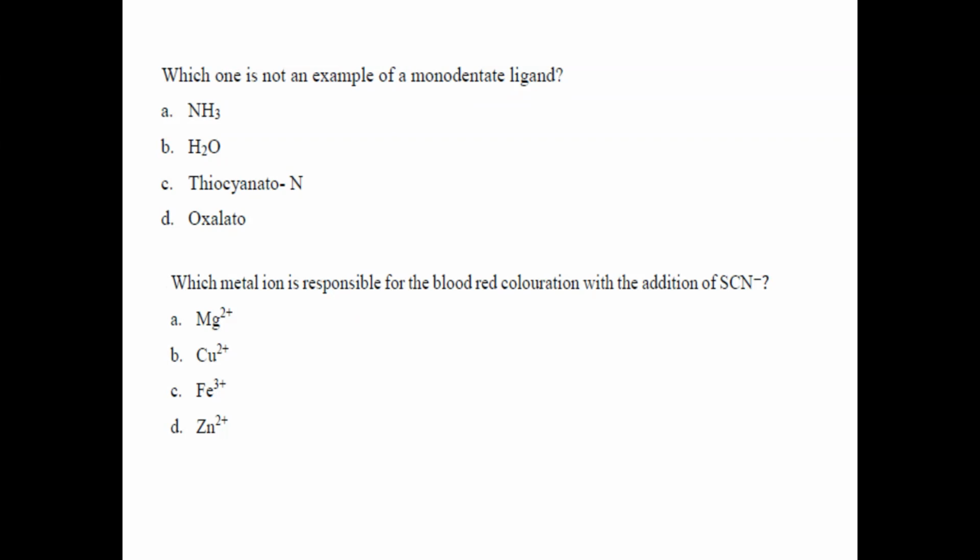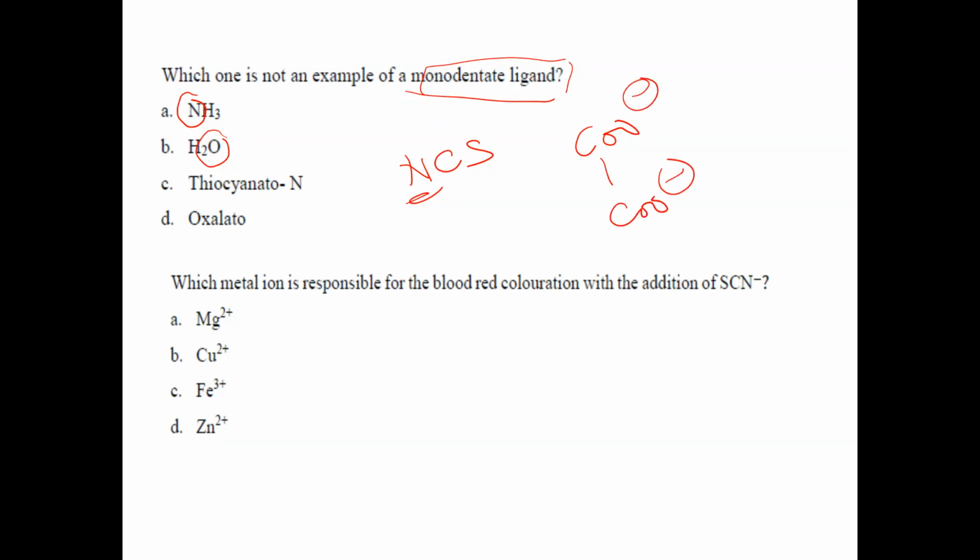So as I have explained earlier, the monodentate ligand is what? It should basically contain one donor atom that can donate the electrons to the metal atom. Okay, so in NH3 it is nitrogen, in water it is oxygen, and in thiocyanato-nitrogen, that is basically NCS, this one is the donor atom, right? But in oxalate, let me draw it. Okay, so in oxalate there is more than one donor atom, right? So this is not an example of monodentate ligand. Okay, so the oxalato will be the right answer for this.